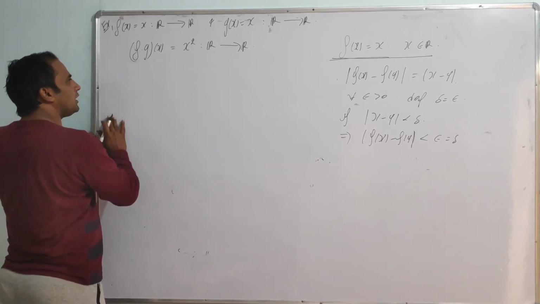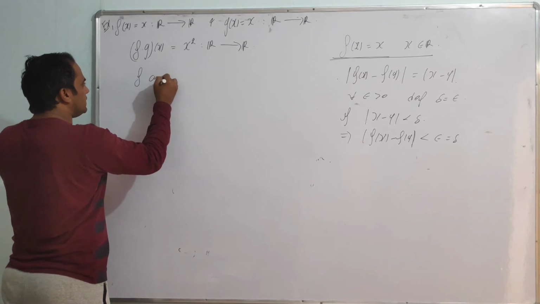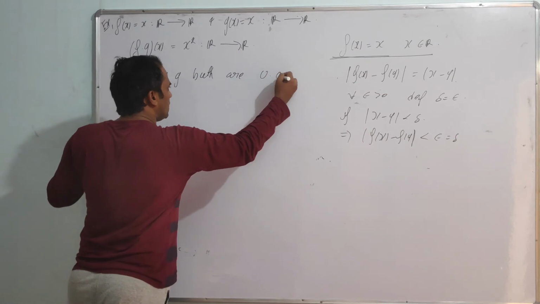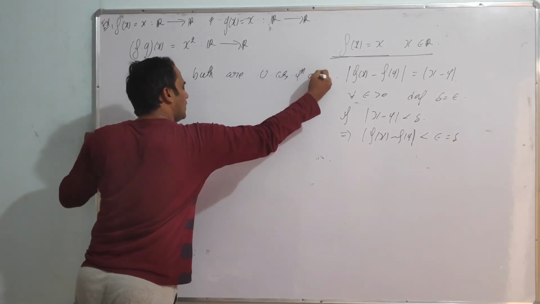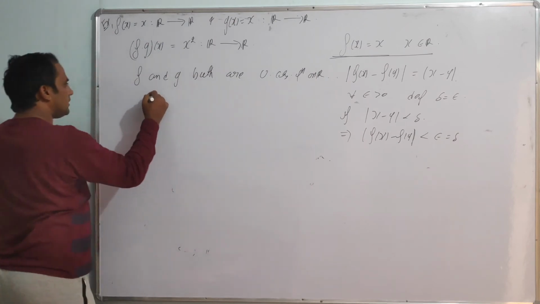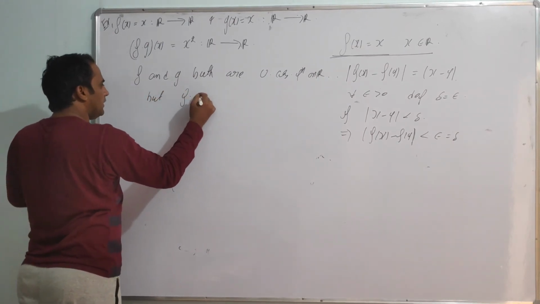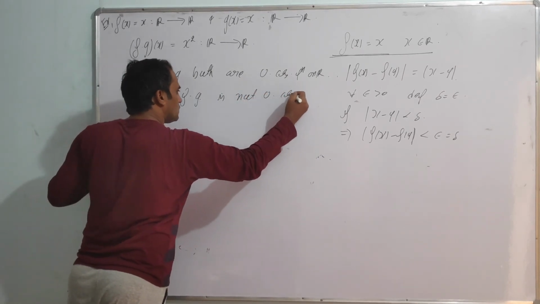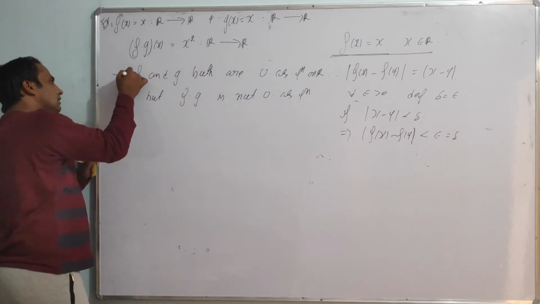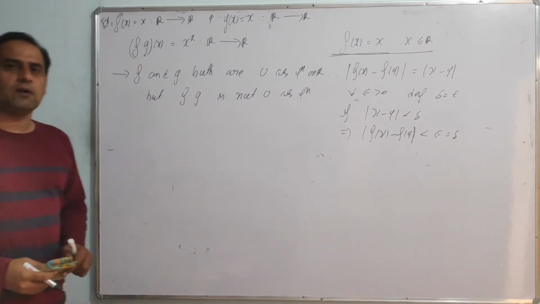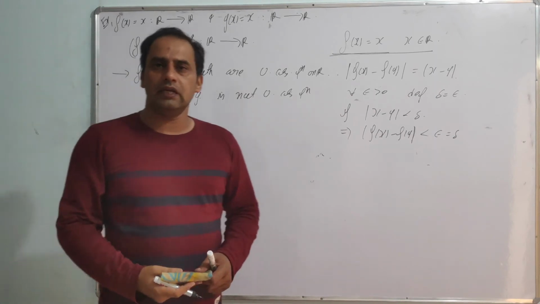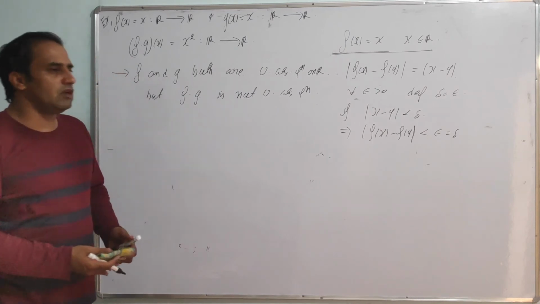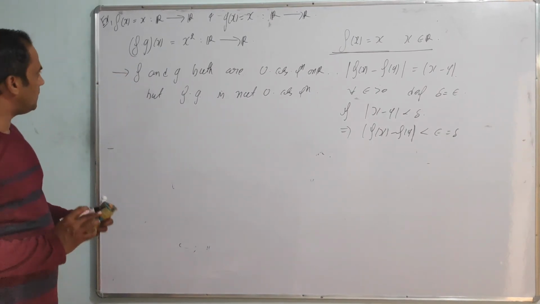Now what is important in this example? f and g both are uniformly continuous functions on R, but f times g is not a uniformly continuous function. So that is, the product of two uniformly continuous functions need not be a uniformly continuous function. So f is uniform, g is uniform, but f times g is not uniform.